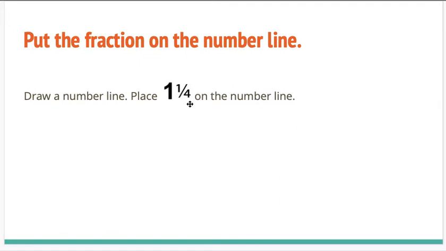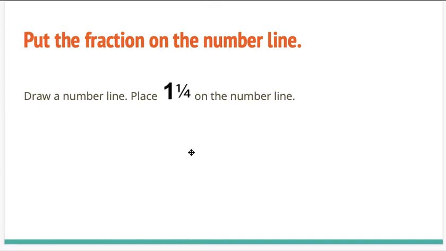Now, 1/4 tells me I'm going to cut each whole into 4 pieces. So from 0 to 1, cut that in 4 pieces. From 1 to 2, cut that in 4 pieces. Now, you're going to start at number 1, and you're not going to worry about 0 to 1 because we know we went all the way from 0 to 1 and we went a little bit past 1 because that's what this number 1 tells us.